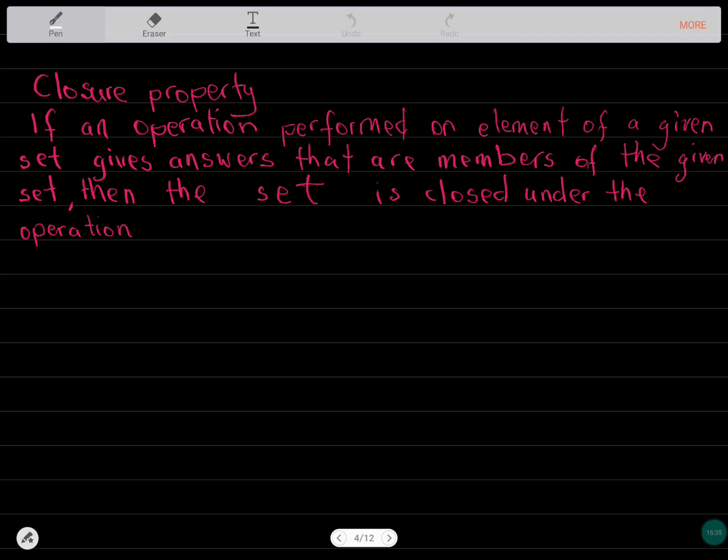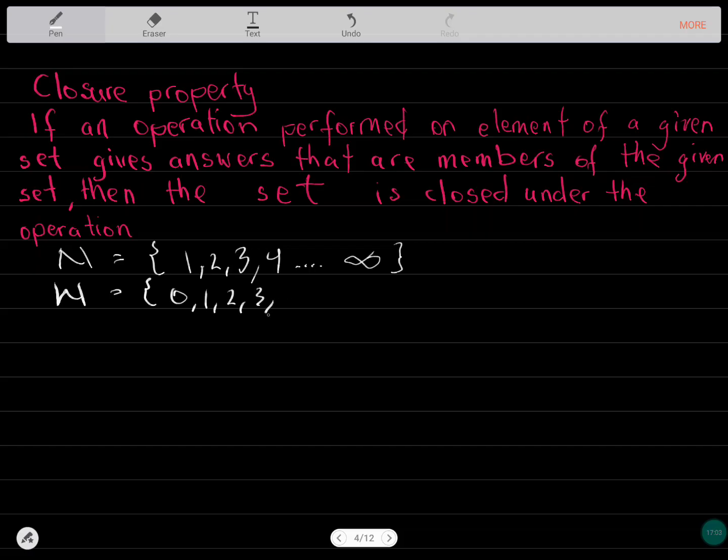numbers. So we have natural numbers, which are N. These are numbers that begin from 1, 2, 3, 4, and then go on to infinity. Then we have whole numbers. These are all natural numbers, including 0. So that is 0, 1, 2, 3, 4. It goes on till infinity.